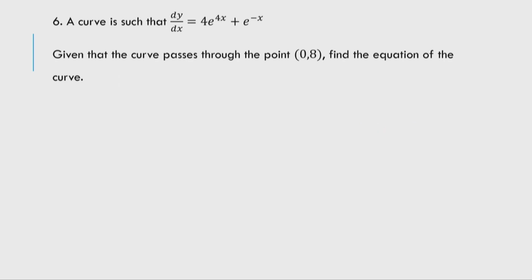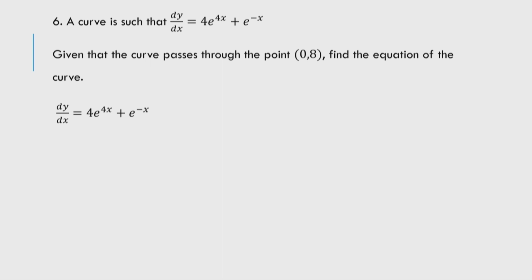Example 6. A curve is such that dy by dx is equal to 4e to the power of 4x plus e to the power of negative x. Given that the curve passes through the point (0, 8), find the equation of the curve.